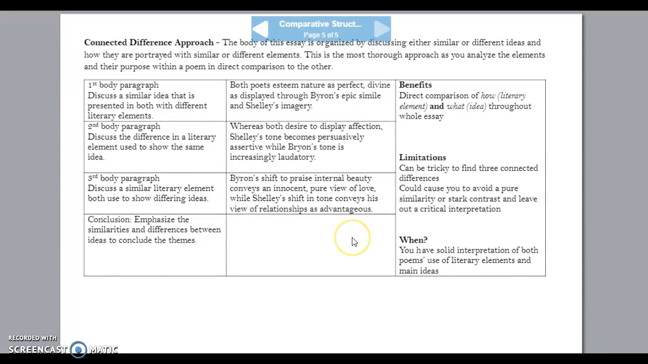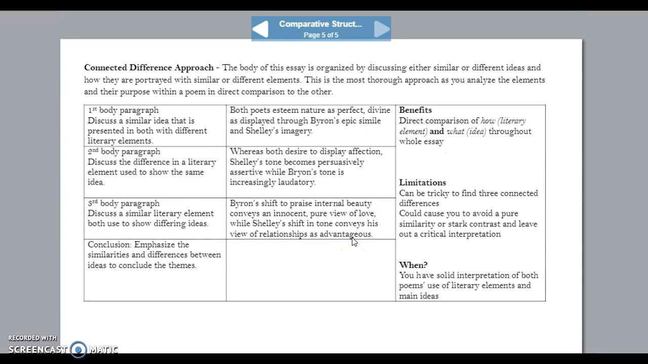Okay, lastly, we have the connected difference approach. This is the most sophisticated, and I would also say probably the most difficult level of structure to get to. But if you can do this, you are showing that direct comparison of the literary element and the idea all the way throughout your essay. Sometimes it could be tricky to find the three connected differences like we've been talking about in class. And one limitation is that if there's a pure similarity between the two, like they are matching on the same idea and the same literary element throughout, then this could cause you to avoid that.